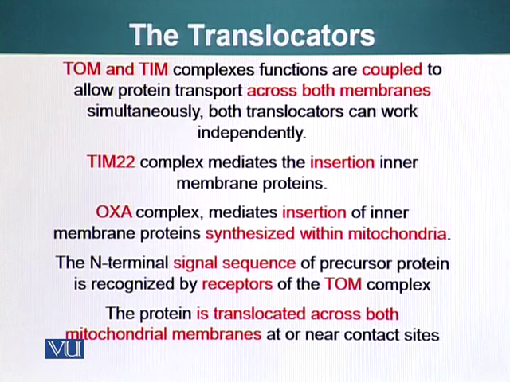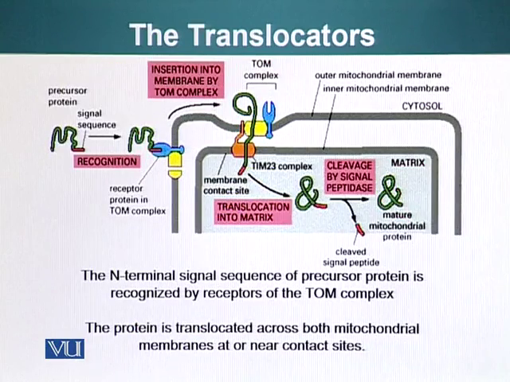The N-terminal signal sequence of precursor proteins is recognized by receptors of the TOM complex, which we saw in the previous slide. The protein is translocated across both the mitochondrial membranes at or near the contact site. So here is a diagram of what I just talked about. Initially, the protein is recognized by the receptor protein, which is part of the TOM complex. After it has bound this receptor, there's a conformational change, and the receptor then transfers the protein to the channel through which the protein can be moved in.